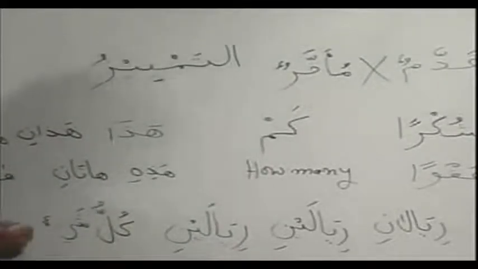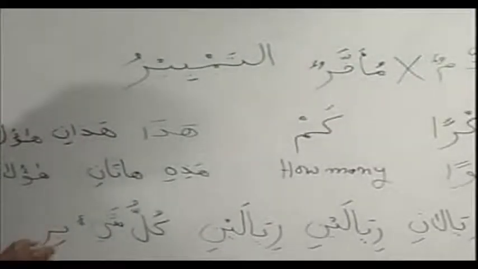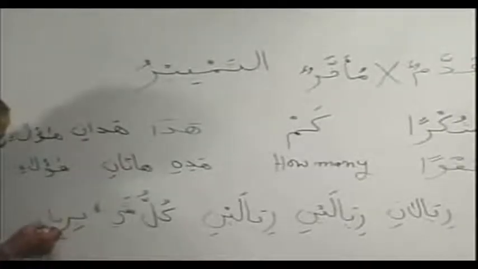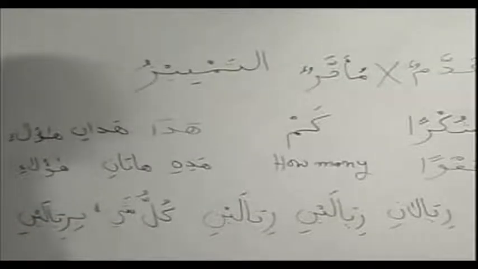Kullu shayin harf jar. What is it? Bi. No, what will happen to Rialani? It will become Rialain. Bi Rialain. Got the idea? So the whole sentence is hidden. All that we hear is Rialain, Rialain, Rialain. But it means Bi Rialain. Are you with me?